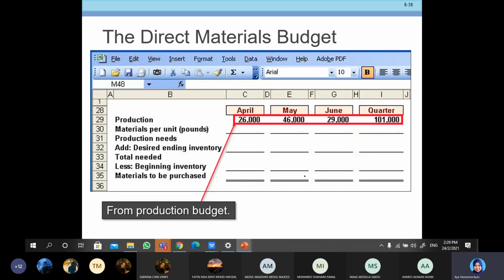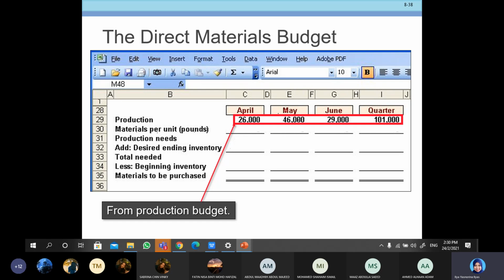Okay, so the format is units to be produced times material per unit. Of course, we want to talk about direct material, right? So we want to know the total material that we need for April, for May, for June. Okay, add ending inventory, 10% of the following production.